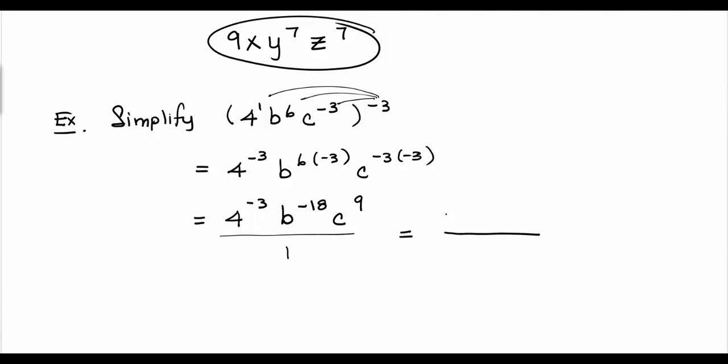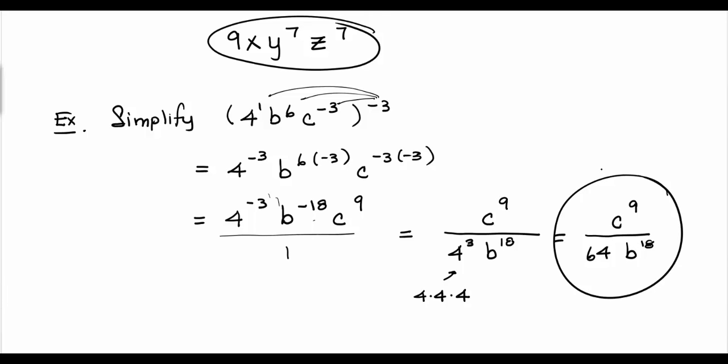So I march across my numerator, and I see this, 4 to the negative 3, so that comes down and becomes 4 to the positive 3. B to the negative 18 goes down, becomes B to the positive 18, and C to the positive 9 stays on top because it's fine, it has a positive exponent. Now the only thing I have to remember is 4 cubed. I need to simplify that some more, right? That's the same as 4 times 4 times 4, so that's 64. We're going to have C to the 9, over 64, B to the 18. And we're done.